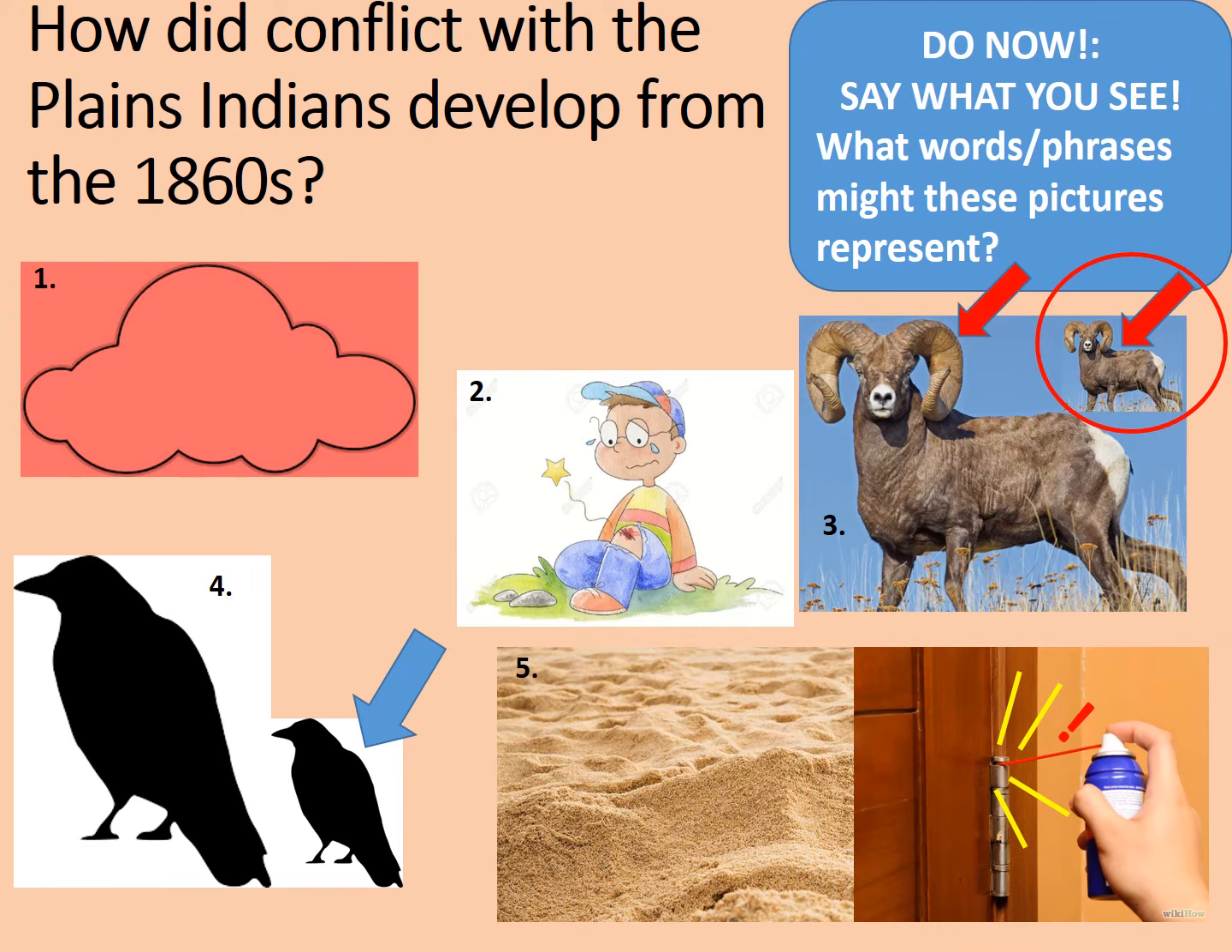So if that's the Little Bighorn, what's number four? Well, that's a big crow, so the little one must be Little Crow. He's one of the other Indian leaders that we're going to be studying today.